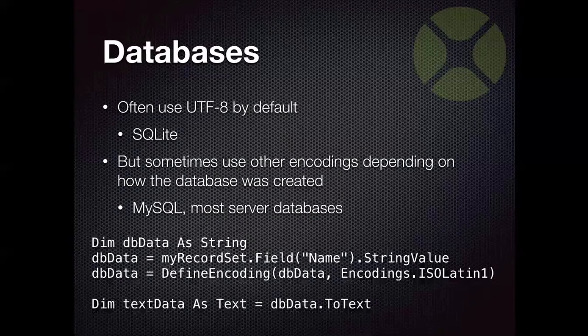So this is just a code snippet again, but I got a record set somehow, and I want to grab the information that's in the field column for this particular row. So I assign it to DB data, and I want the string value. Now, I want to specifically define the encoding on that string value. It may or may not be UTF-8.